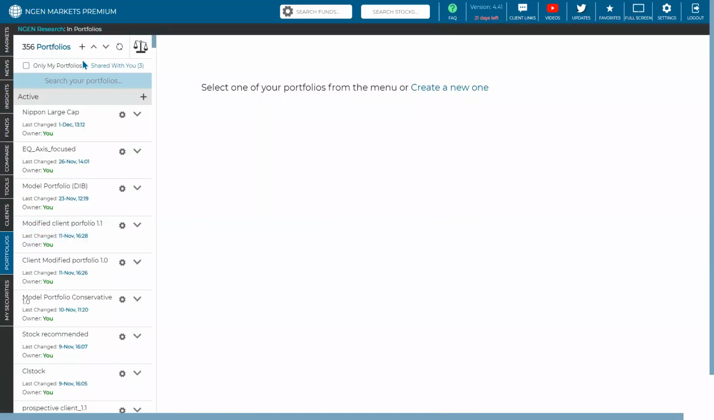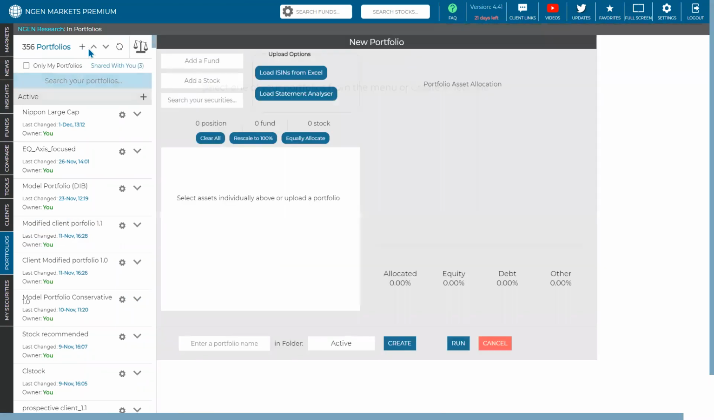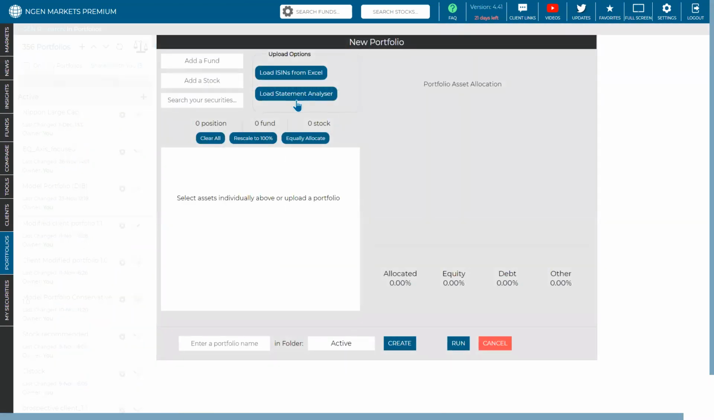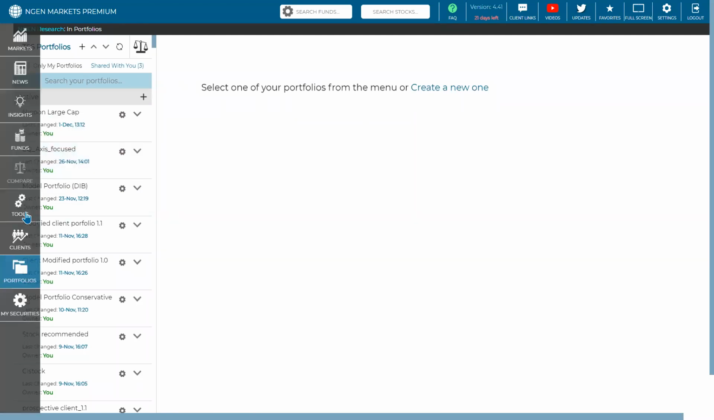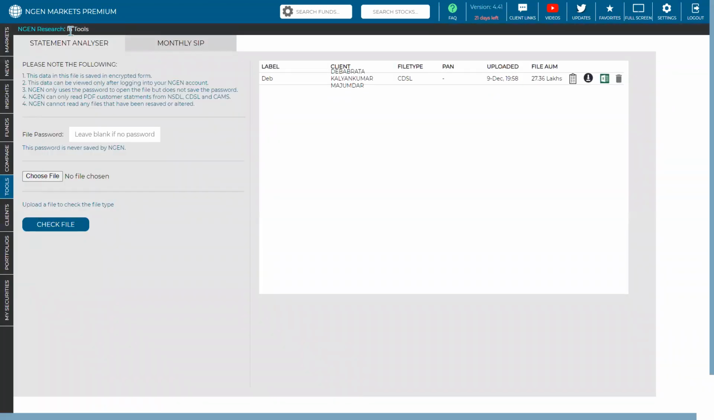But there's a new update in our system where you can add the client through CAS PDFs, which is called a statement analyzer. I will show you the statement analyzer before going ahead with the review. This new update is in the tool section. All you need to do is go into the tool section, and here we have the first tab called statement analyzer. Within the statement analyzer, we can take in the PDFs of NSDL, CDSL, and CAMS.